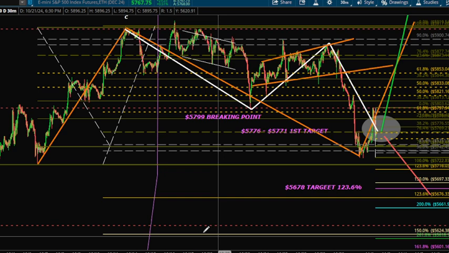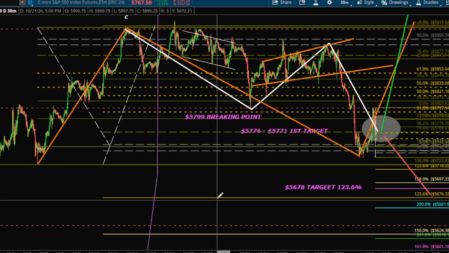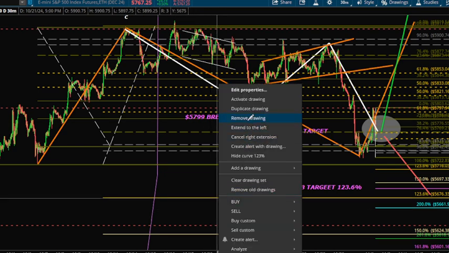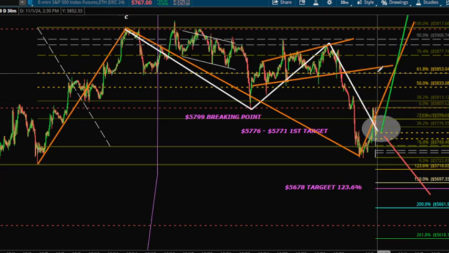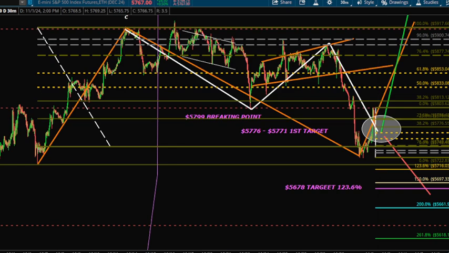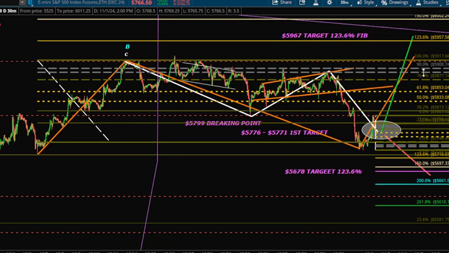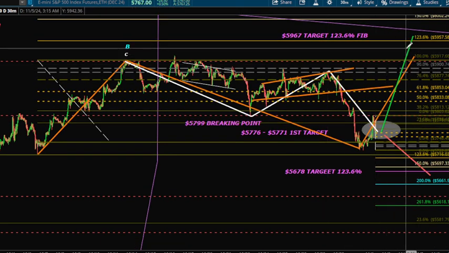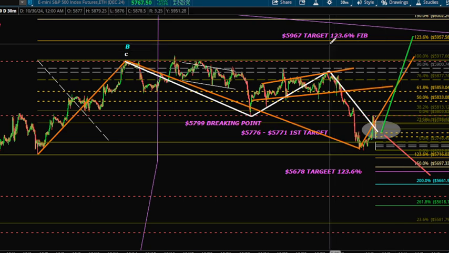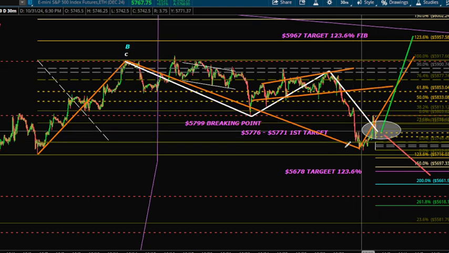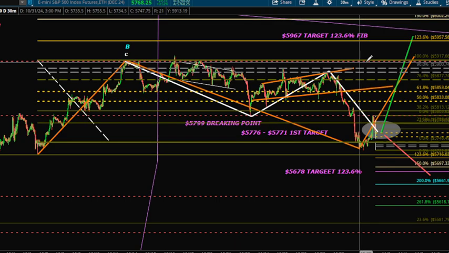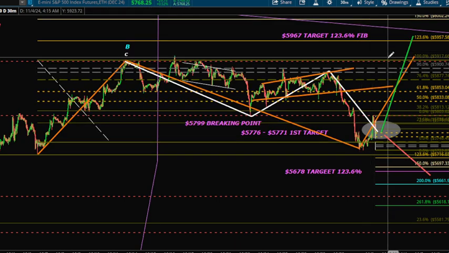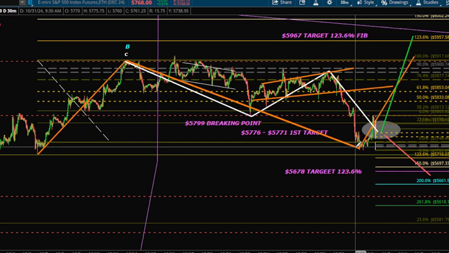Up a little bit. Then, okay, so I do have this bull target at 59.67, but because it came down so low, I'm thinking that we're going to see more of a double top type move up. Not real sure about that. Not sure how high it's going to go yet.